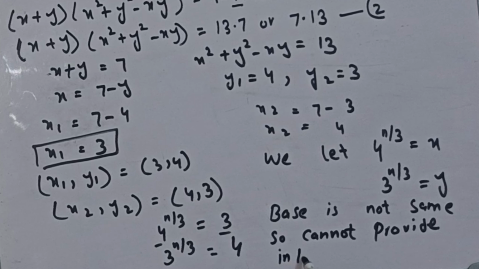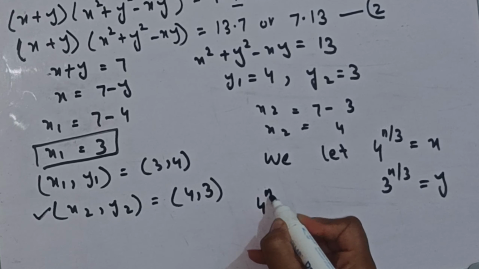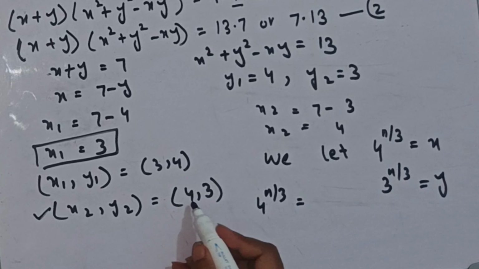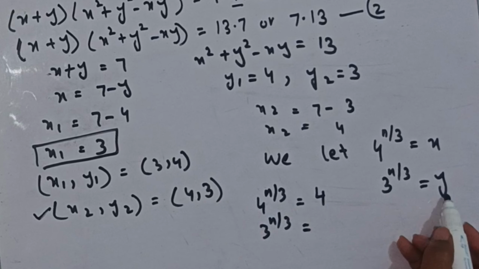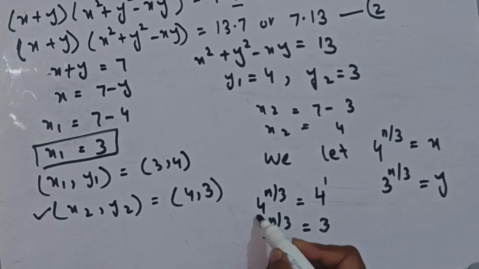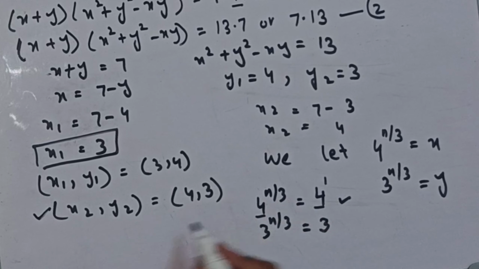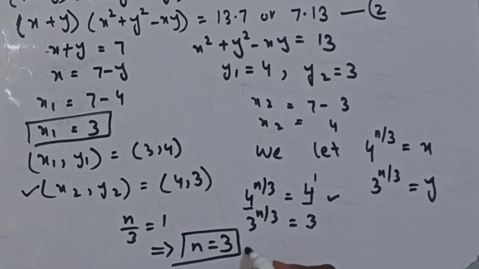Now focus on the second part in which the value of x is 4 and the value of y is 3. So this implies 4 raised to the power n over 3 is equal to 4. And look at the second part, 3 raised to the power n over 3 is equal to 3. Now the base is the same in both equations. Look at the first equation, 4 raised to the power n over 3 is equal to 4 raised to the power 1. Compare the exponents, we get n over 3 is equal to 1. This implies n is equal to 3. So this is the real solution for n and this is our answer.